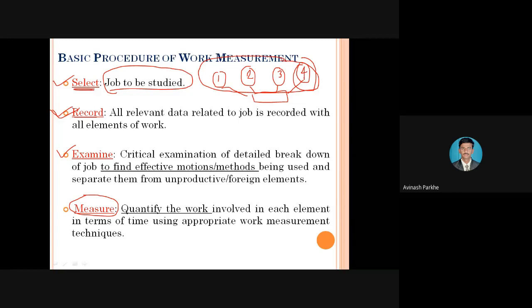Step number 1, select, record, and examine. These steps are applicable for the method study concept, but these 3 steps play a very important role in work measurement also. Because if I have to measure the standard time, and the method or process is not available, then how do I go for the measurement? So first of all, we have to select one job, one method, and then go for the measurement. Therefore, step number 4 is called measurement of that particular method.